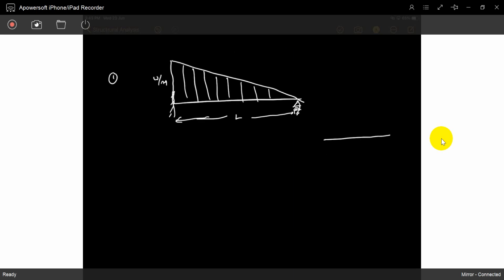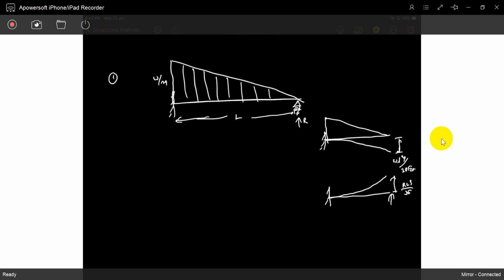Just observe it. It will go like this. It is wL power 4 by 30EI. It is a loading, and I also feel that there is some reaction. By this reaction, it will go up like this. What is the value?